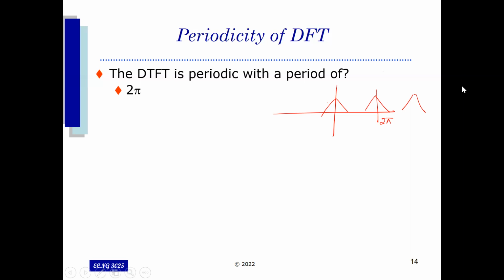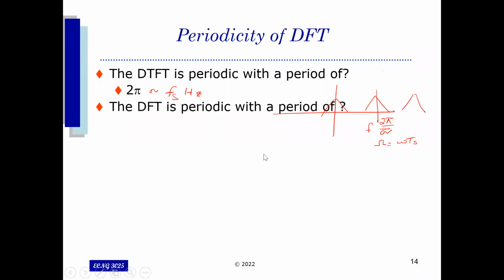Or if you like, because remember, omega is omega times Ts, then this is really repeating itself every Fs, or Fs Hertz. What about the DFT now? What would be the period of the DFT?